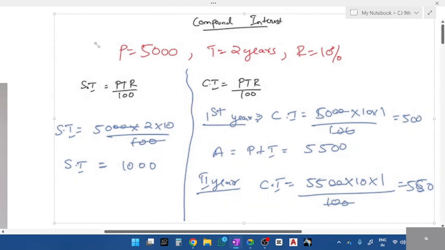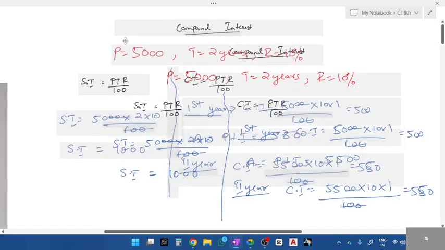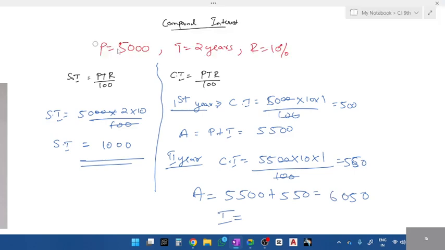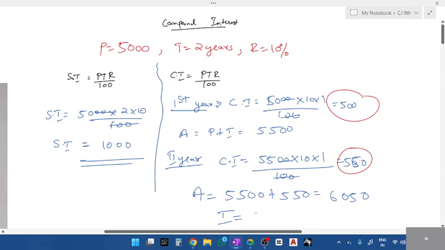They'll give you one common question and they'll tell you to find the difference between compound interest and simple interest. Remember, we have solved that question to find the difference. Yeah, you can even do it like a separate calculation. So, what is the total amount now? Total amount 5,500 plus 550 is equal to 6,050. Now, tell me the interest. What are the two interests you have to add? 500 plus 550 is 1,050.